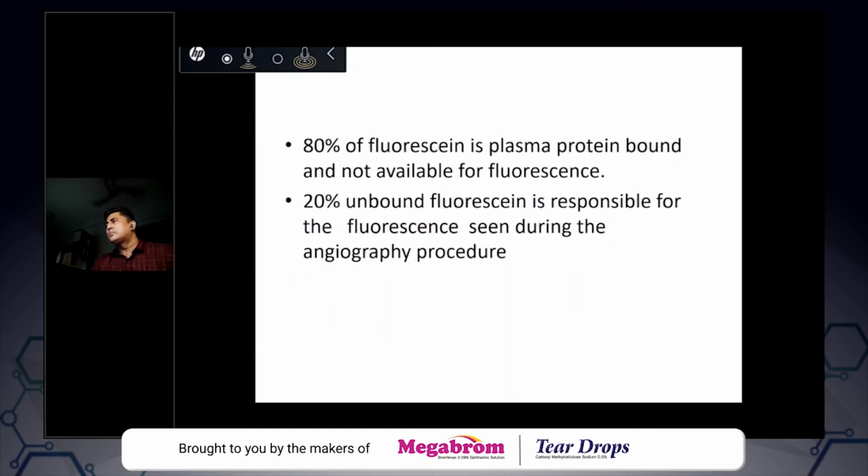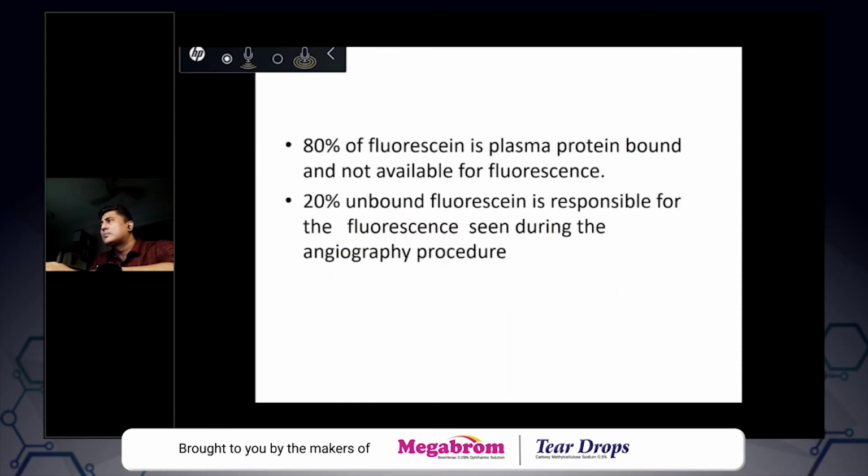Of the fluorescein that you are injecting in the cubital vein, 80% is plasma protein bound and is not available for fluorescence. Only 20% of the unbound fluorescein is responsible for the fluorescence that you see during the angiographic procedure. So 80% of the fluorescein that you give is not available for fluorescence, but only 20% is. I'm telling this because to understand the angiogram, you have to have baseline information on this.